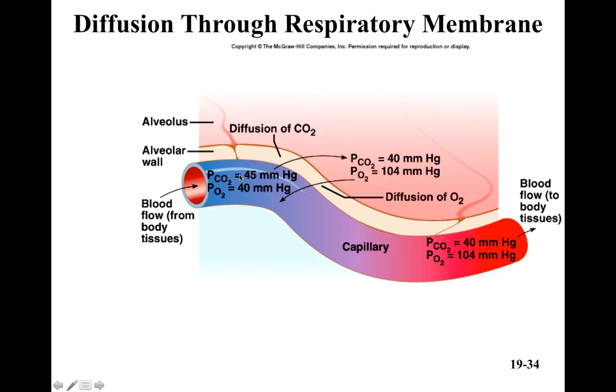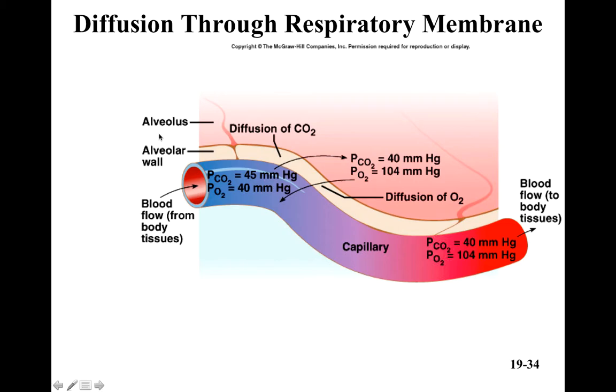Diffusion through the respiratory membrane. We've already hit on this, but these numbers are pretty good to talk about. Within the alveolus, you have a carbon dioxide partial pressure of 40 millimeters of mercury and 104 millimeters of mercury of oxygen. Now the blood coming back from the body tissue has been used up as far as the oxygen, and a lot of carbon dioxide has been dumped into it. So carbon dioxide here is in a high concentration.